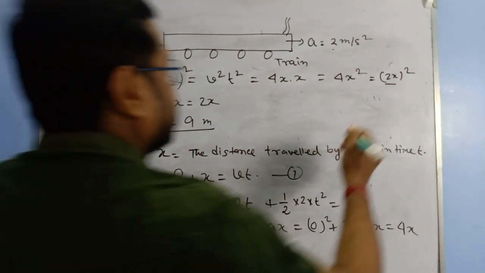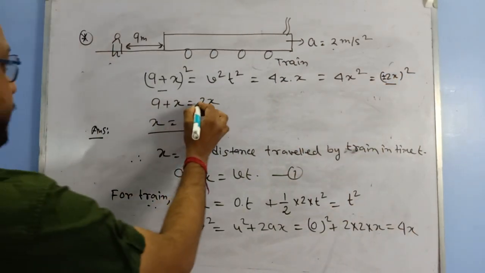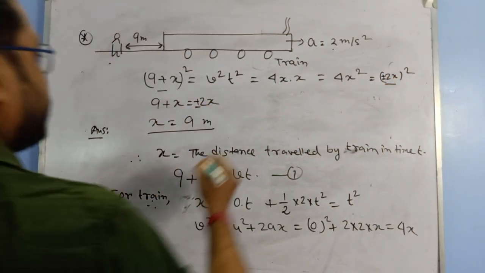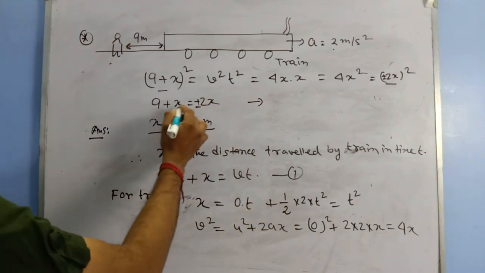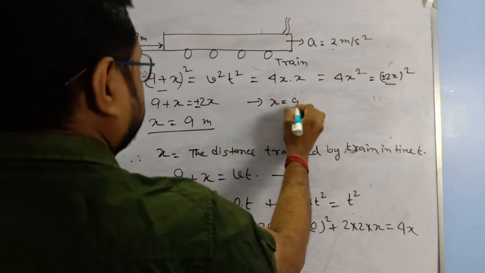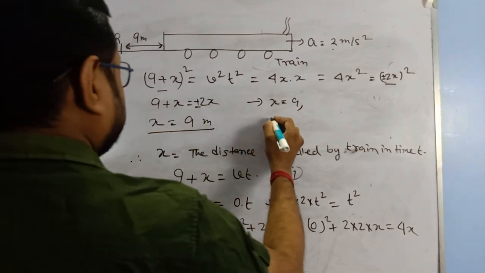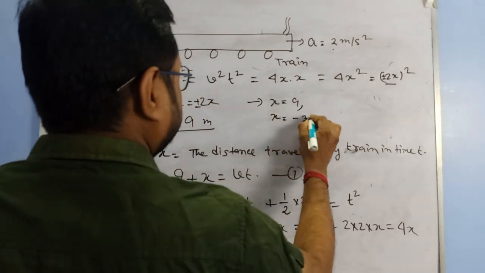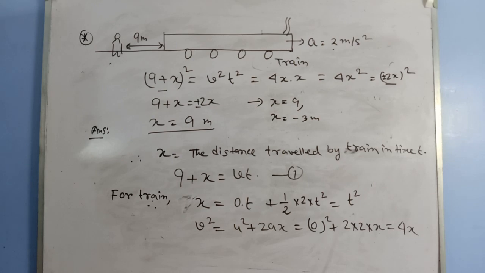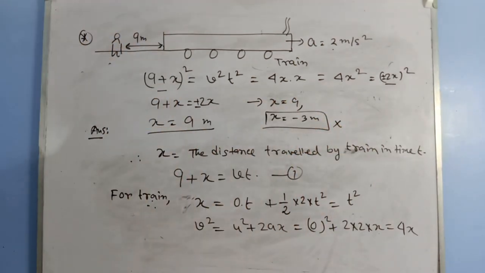We can write it as plus minus 2x square, okay. So here we can get plus minus 2x square. So we can get the value of x: when it is plus x, that is x equal to 9, and when it is minus x, then x equal to minus x, minus 3x equal to minus 3 meter, which is impossible because distance cannot be negative. So we can get x equal to 9 meter.